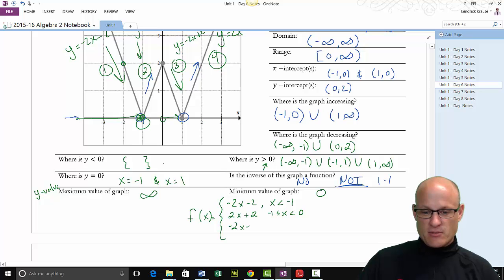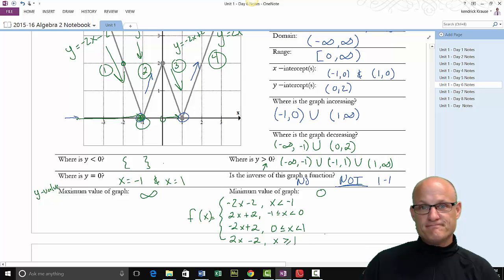Negative 2x plus 2. That's the equation of this piece, piece 3. And we're going to use piece 3 from 0 less than or equal to x less than 1. And finally, piece 4, we're going to use positive 2x minus 2. And we're going to do that so long as x is greater than or equal to positive 1.